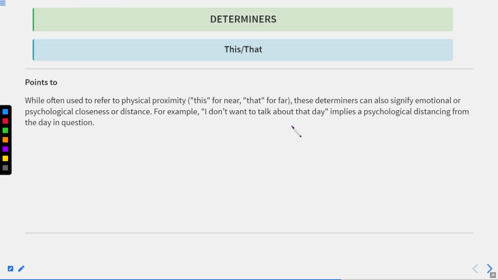This, that, while often used to refer to physical proximity, this for near, that for far, these determiners can also signify emotional or psychological closeness or distance. For example, I don't want to talk about that day implies a psychological distance from the day in question.